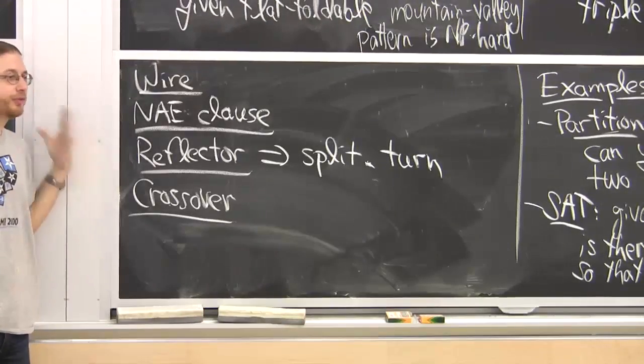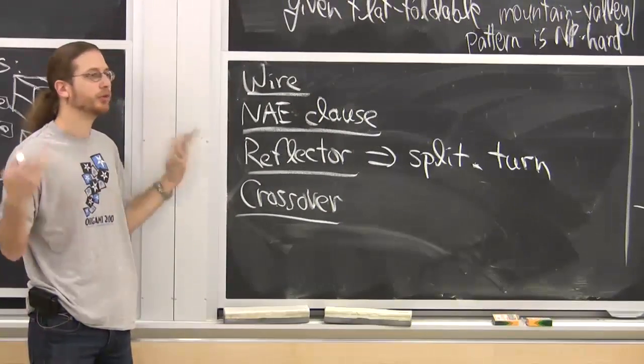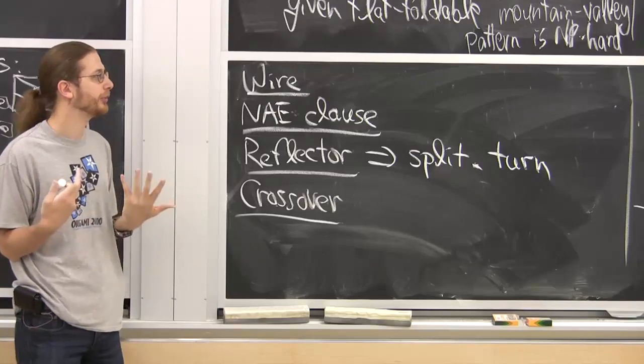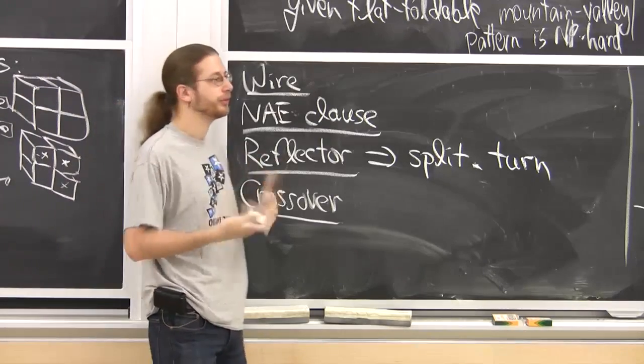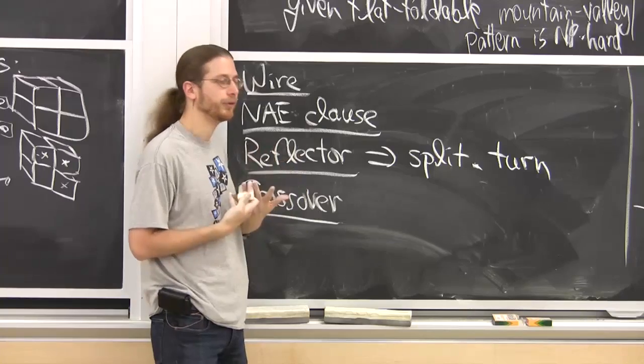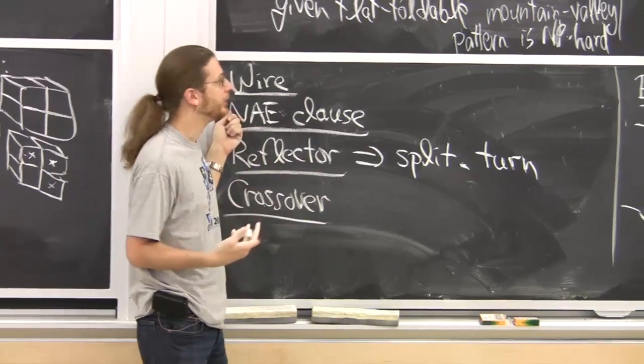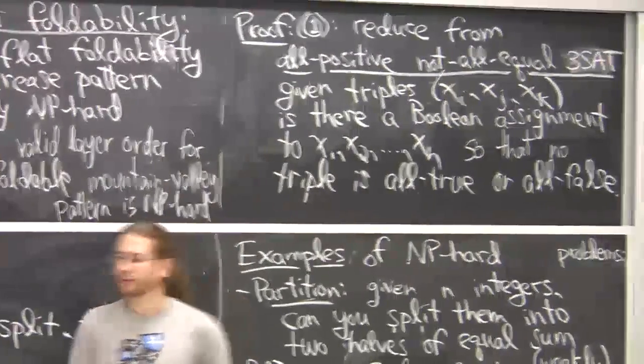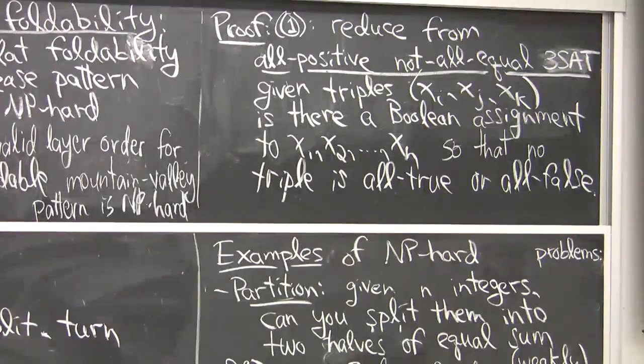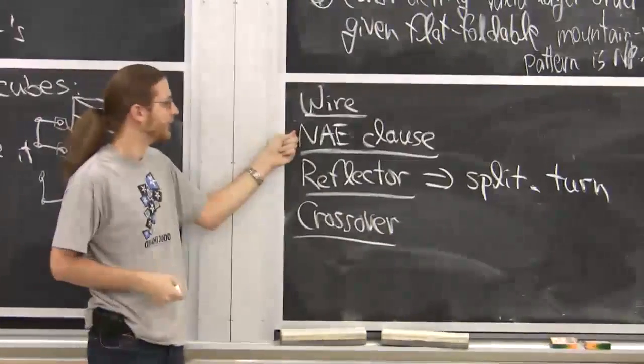It'll be a gadget that folds flat exactly when those wires come together, 3 wires come together, and if they're all true, it won't fold flat. If they're all false, it won't fold flat. In all other cases, it will fold flat. So if we can build that, that'll constrain the variables that I connect together with a not-all-equal clause. But how do I actually move the wires around to make them connect together at these clauses?